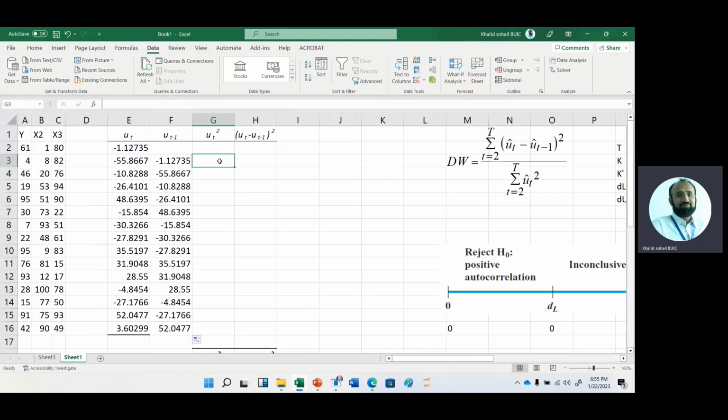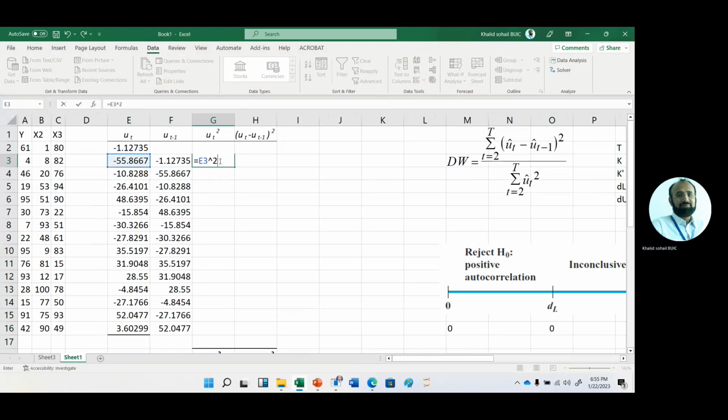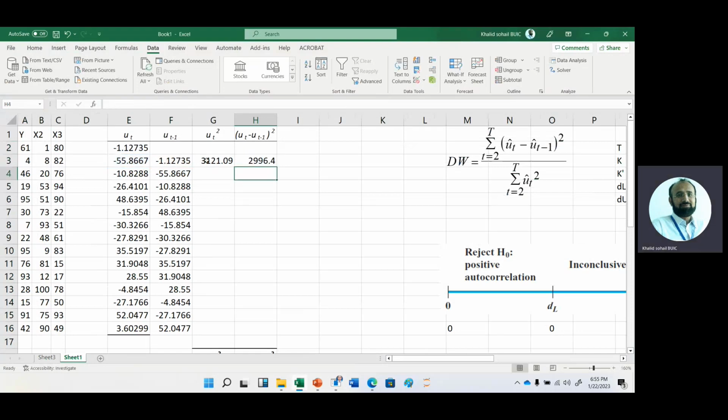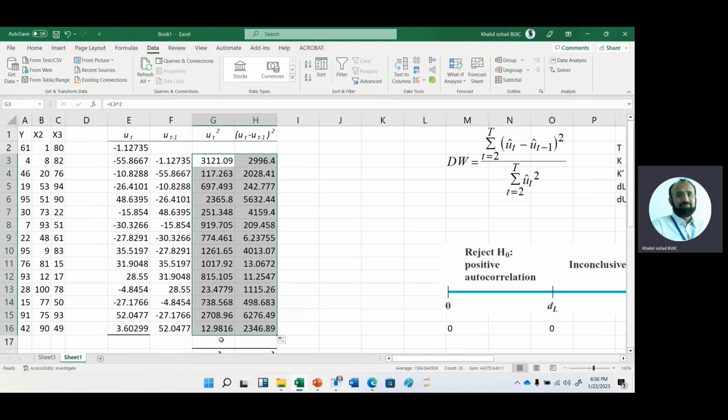Now we will take the square of the error term. By taking the lag, we lose our first observation. So take its square, and then take the difference of the error term and its lag term, and then we will take its square. This is our error term minus its lag term, and then we will take its square, power 2. And just copy it down and sum it.